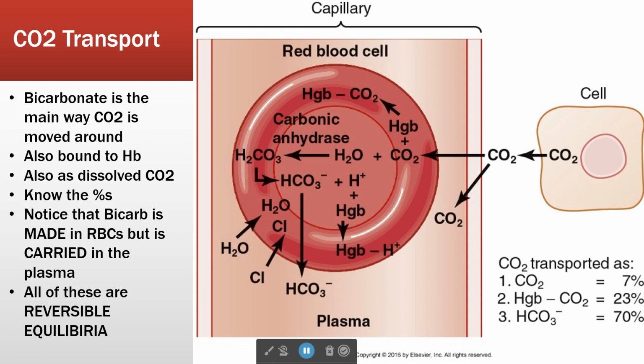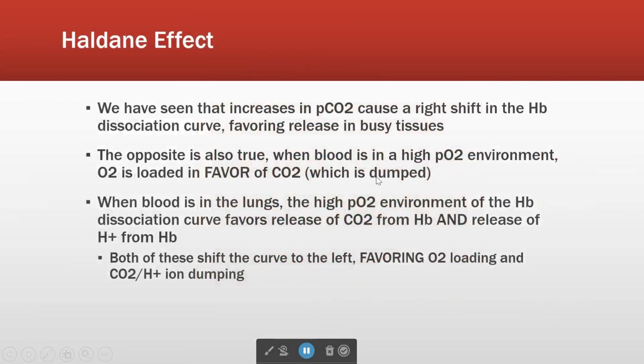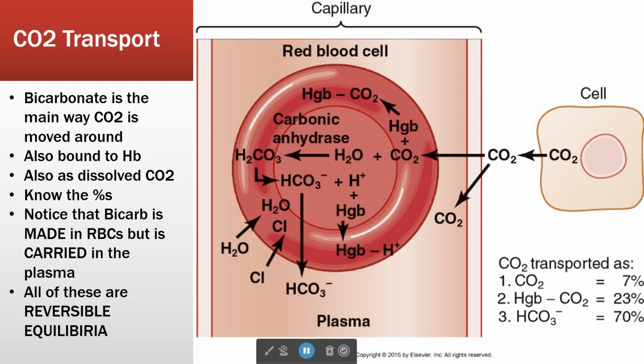Okay? Now, when it's shuttled out, it's exchanged for chloride. Okay, so this CO2 came in, got made into bicarbonate, and got shifted out in exchange for chloride. Okay, so that's 70%. So 7% is dissolved CO2 in the plasma, 23% bound to hemoglobin, 70% as bicarbonate. Okay? Now, all of these are reversible reactions. Okay, so this is getting it into the blood. So let's talk about the reverse.